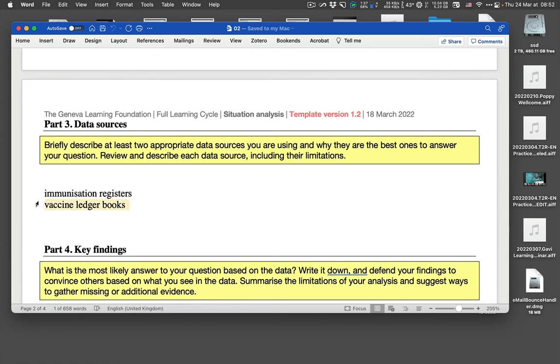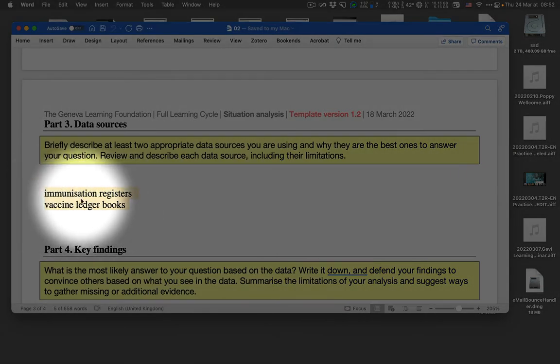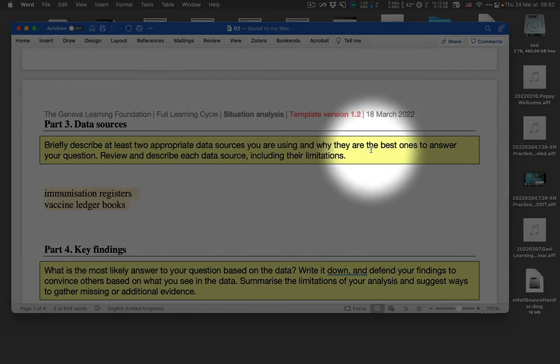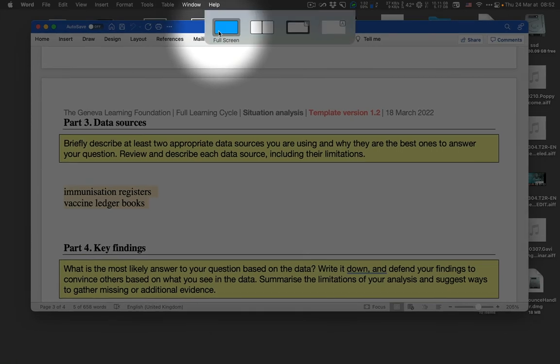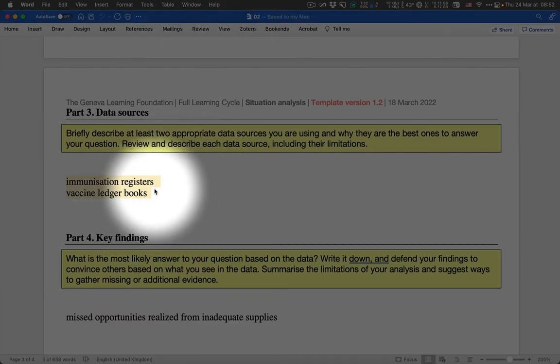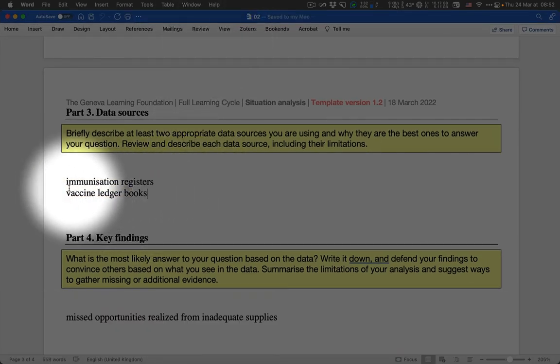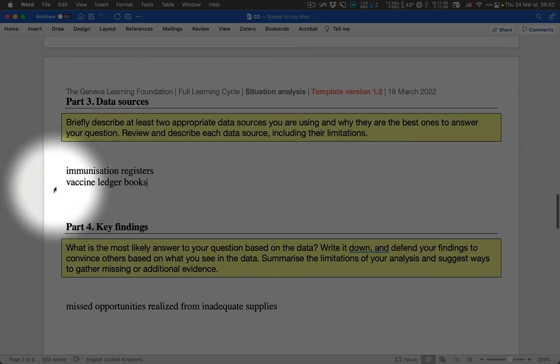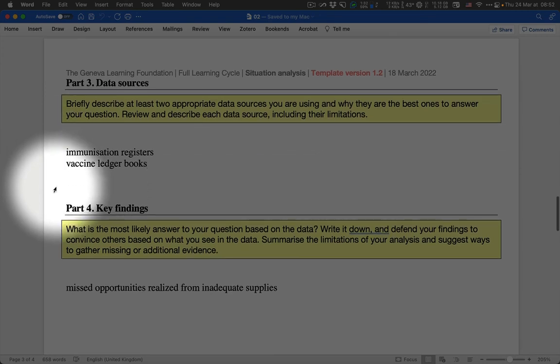All right, immunization registers and vaccine ledger books. There I question, first of all, do you have these? What do you do with these? How do you work with them? And so on. And then how is each one actually helping you answer your question? I'm not sure. So tell me.